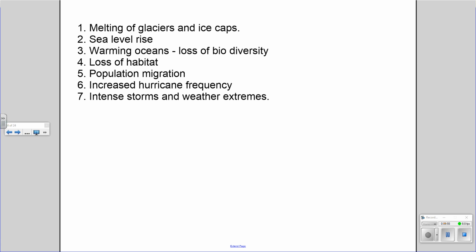And it's the idea that sometime in the future, areas of large population along the coast are going to be forced to move from their homes to another location. Increased hurricane frequency. You need warm ocean waters in order to have hurricanes. If the ocean's water temperatures continue to increase, then there's a greater opportunity for more hurricanes or greater frequency of hurricanes. And lastly, more intense storms and weather extremes.